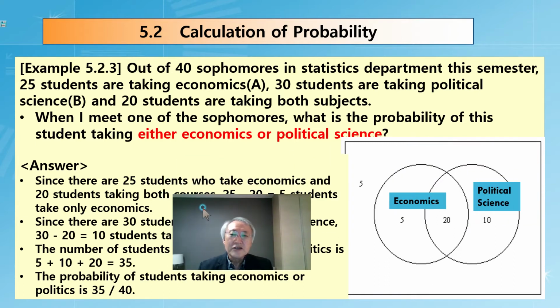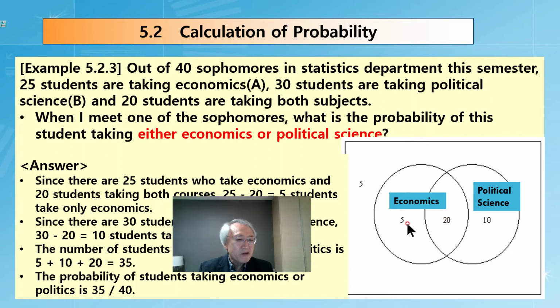Yes, another example which is frequently used in statistics. There are 40 students. 25 students are taking economics. 30 students are taking political science, but 20 students are taking both subjects. Describing this kind of information, I think a Venn diagram is very useful. Economics, there are 25 students, but 20 students are taking both economics and political science. You can classify in this way.